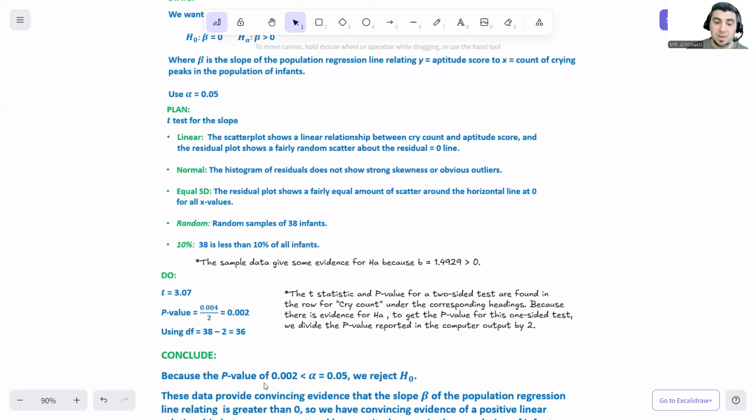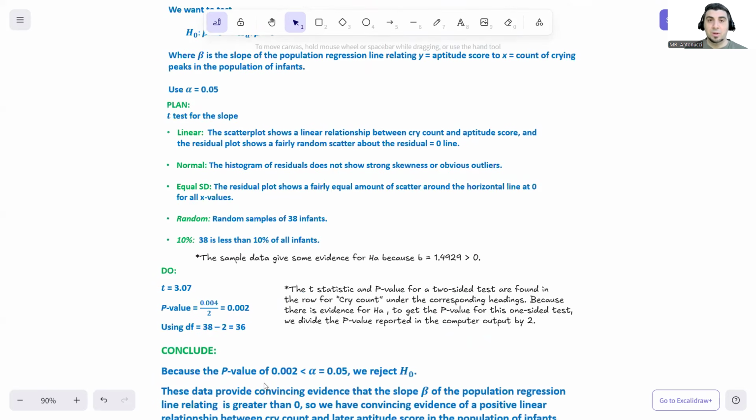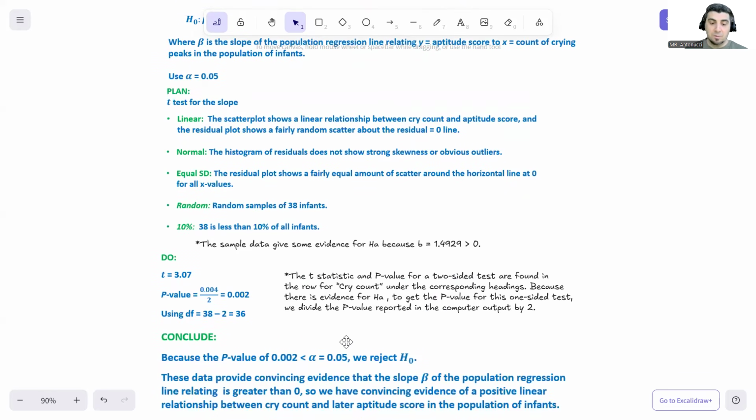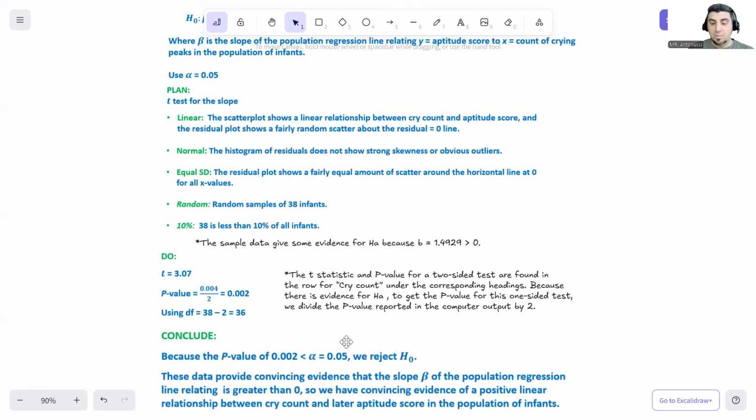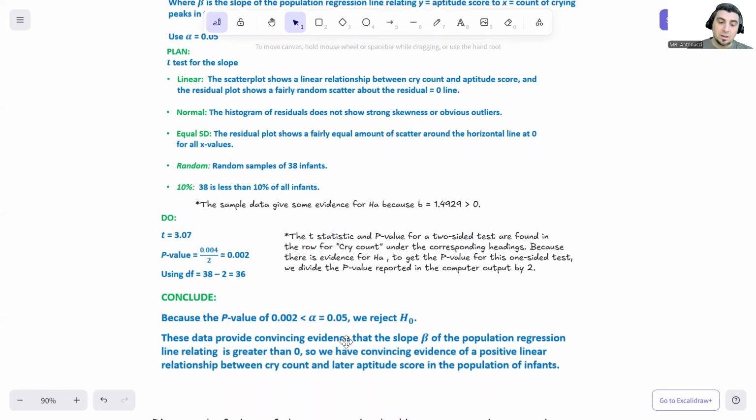Now, because the p-value of 0.002 is less than our significance level, we reject the null. And we have convincing evidence, the data provide convincing evidence, rather, that the slope beta of the population regression line relating cry count and later aptitude score is greater than 0. So we have convincing evidence of a positive linear relationship between cry count and later aptitude score in the population of infants.